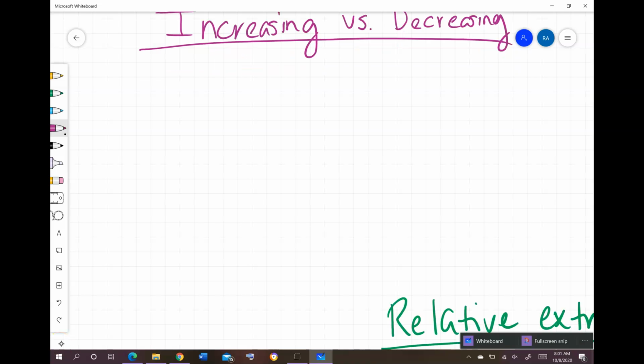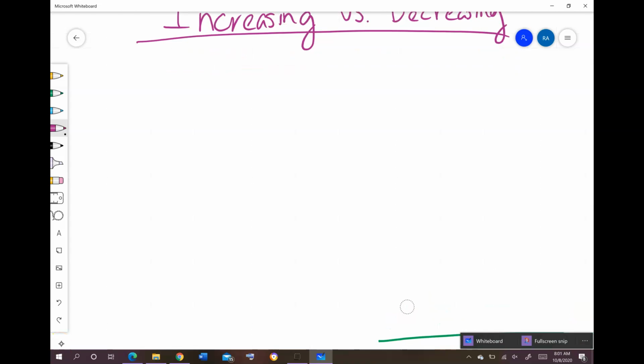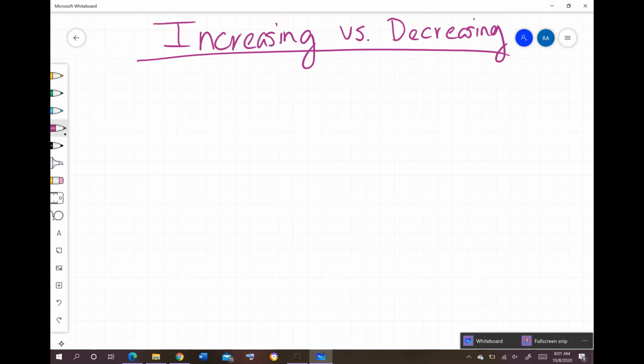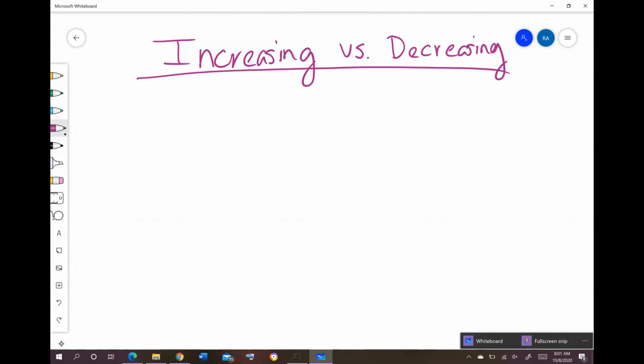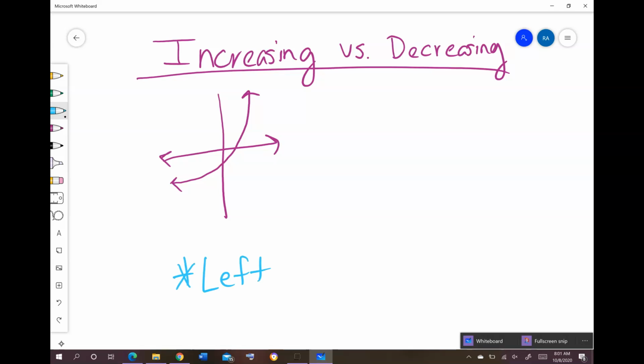All right, in today's video, we are going to talk about increasing versus decreasing on a graph. Increasing is where the graph is going up. We've already talked about increasing and decreasing with exponential functions. It's where your graph is going up, so your y values are getting bigger when you're increasing. And it's from left to right. That is the biggest key here, that it is from left to right, just like you read a book is how you read math.